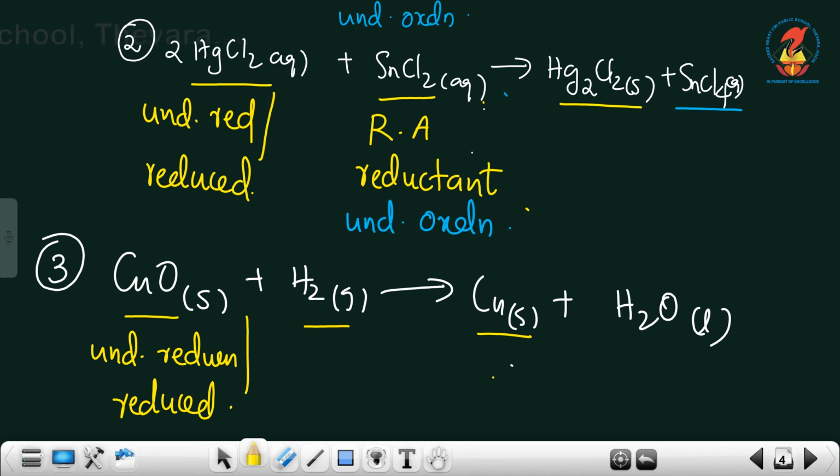Now, H2, who's taking this oxygen from CuO? Yes, it is hydrogen. So H2 is acting as the reducing agent, or we can call it the reductant.